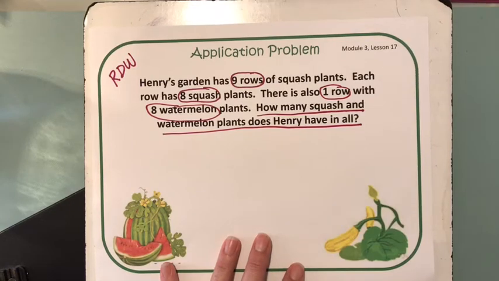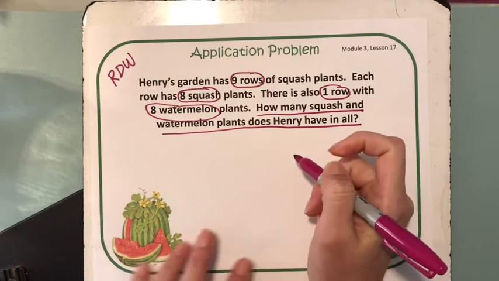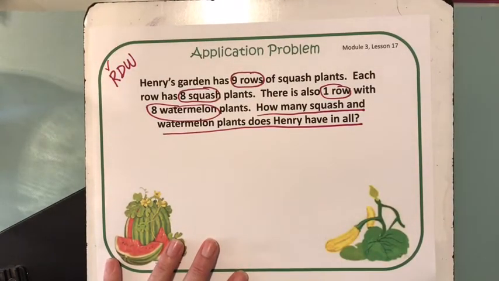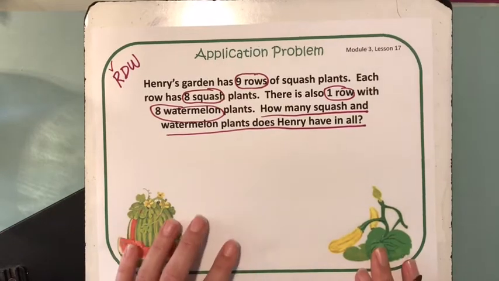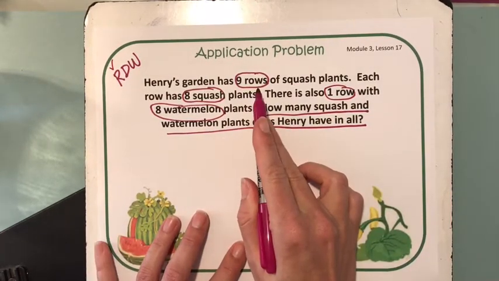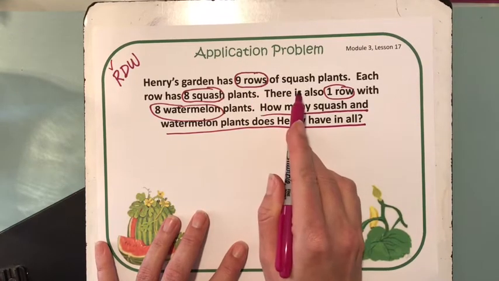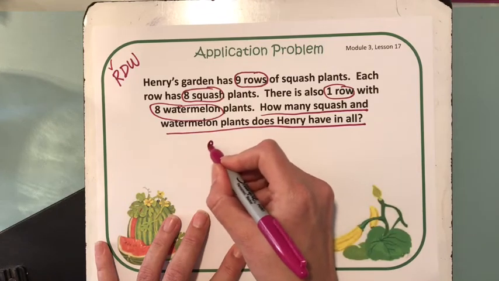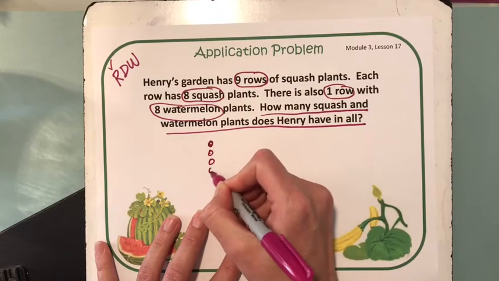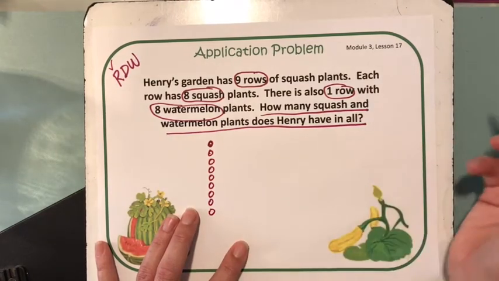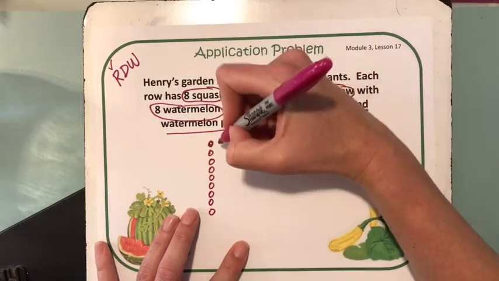What I'm going to do is draw an array for this because I read it, now I want to draw it. I think that might be a better visualization for me. The first thing I'm going to do is draw the squash, right? We know we have 9 rows of 8. So I have 9 rows, 1, 2, 3, 4, 5, 6, 7, 8, 9. Woo! And in each row is 8 squash.